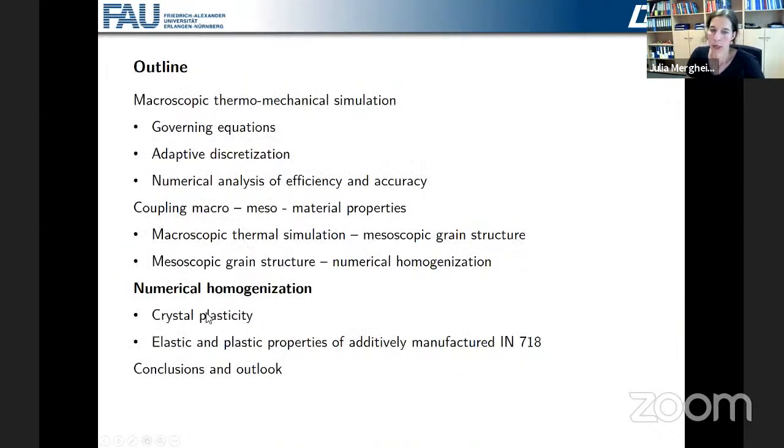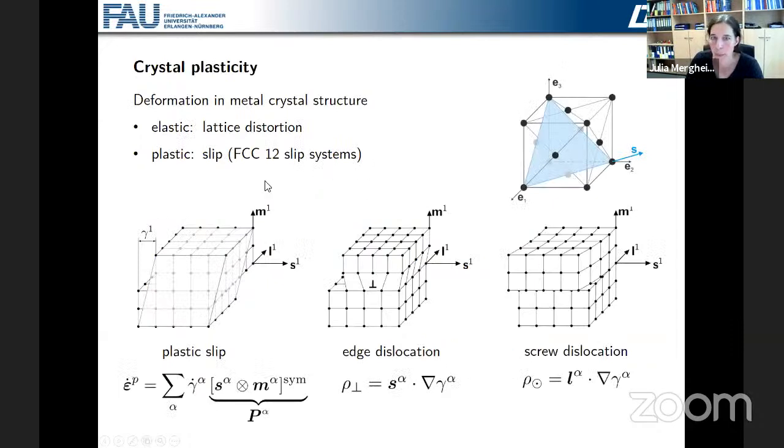So that is the last part of my presentation: how we can compute or derive the properties of the additively manufactured material, in this case a nickel alloy. I would like to introduce in the beginning the crystal plasticity model that we use on the mesoscale, and then introduce how we compute the elastic and the plastic properties of the additively manufactured material.